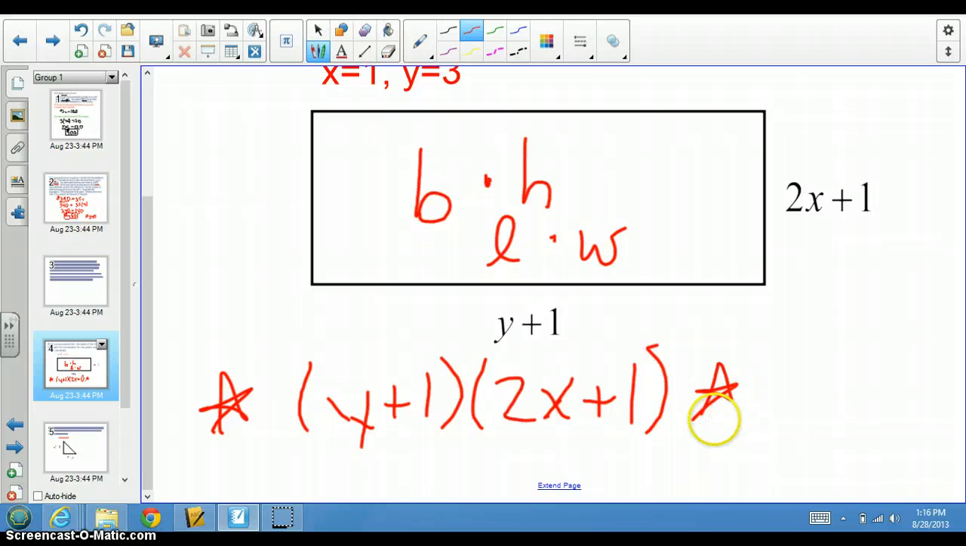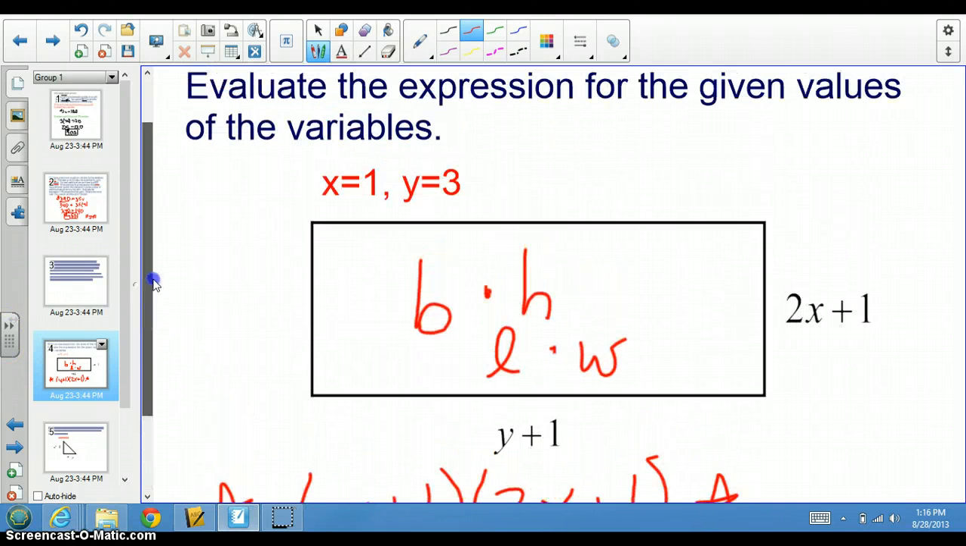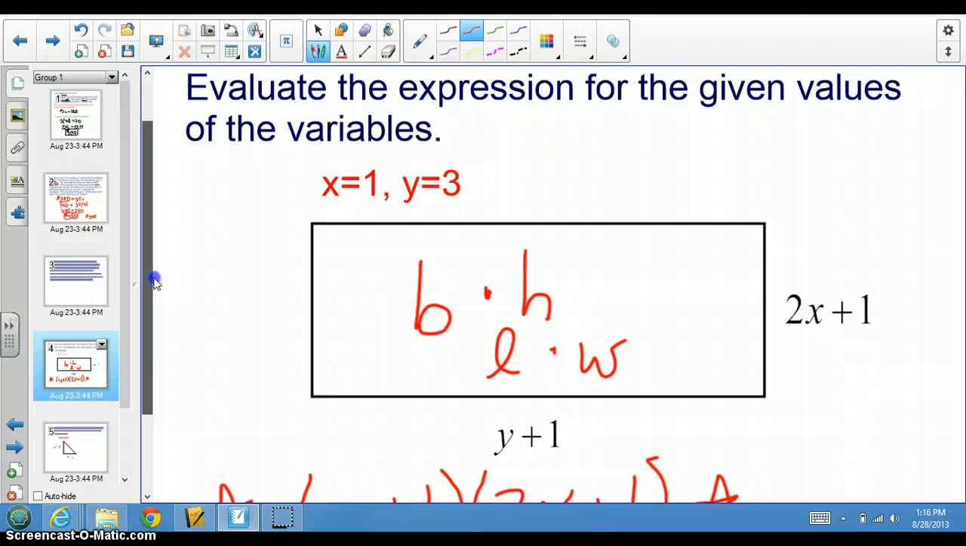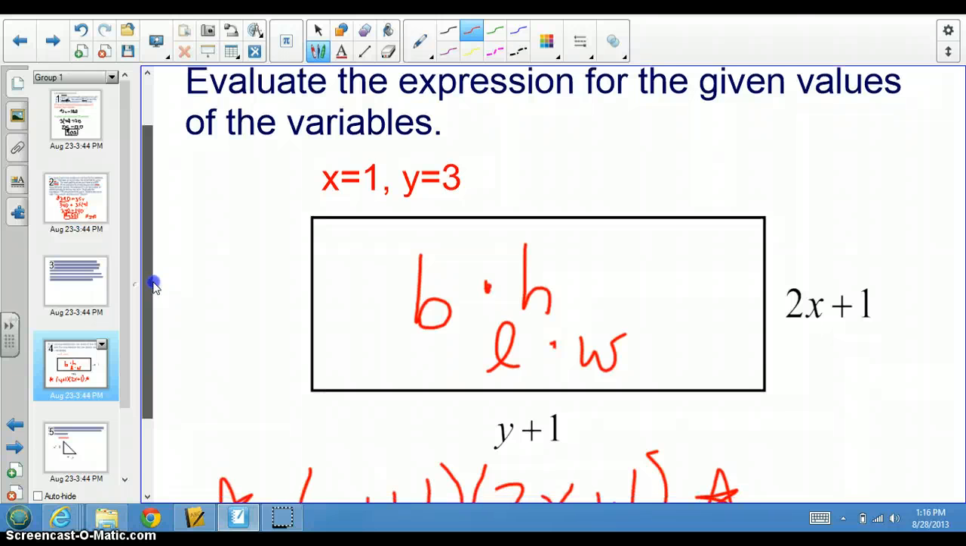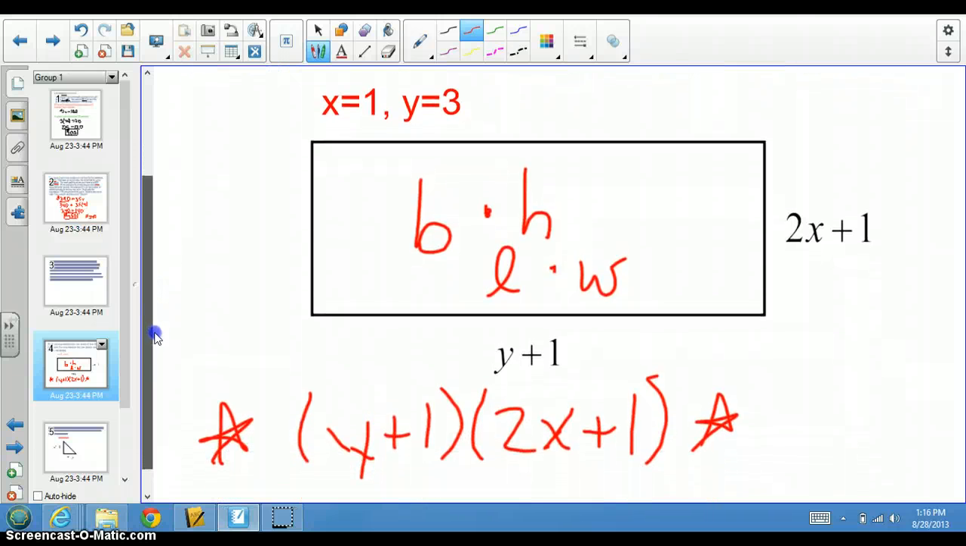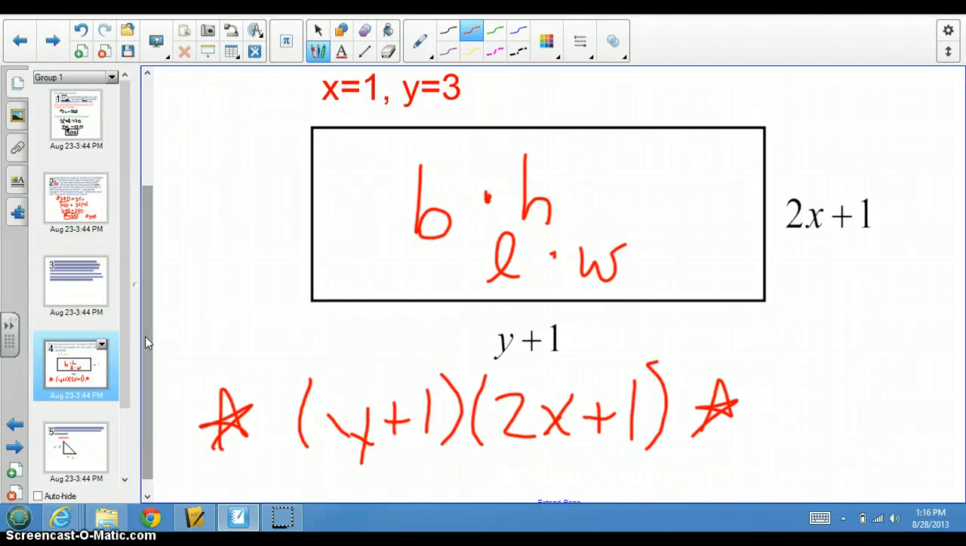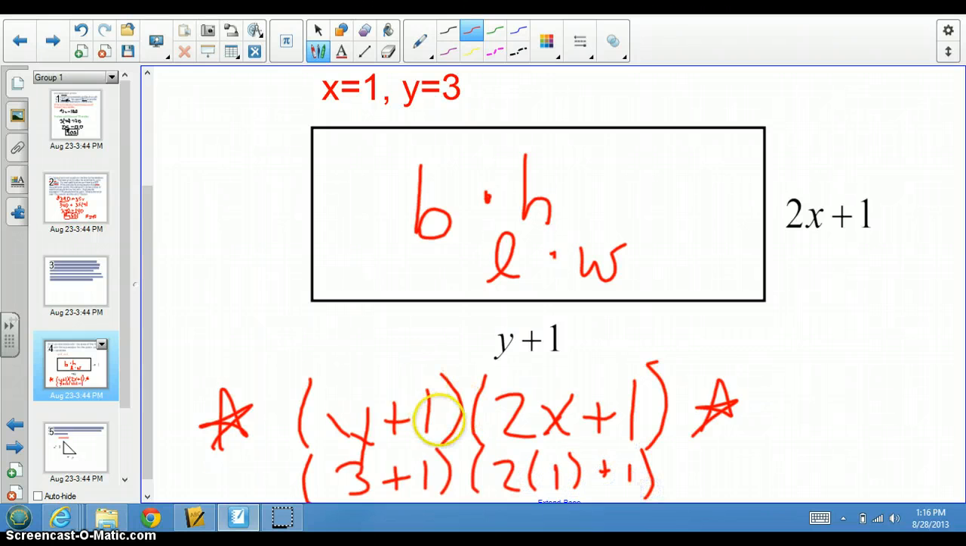I wrote an expression, no equal signs, and my expression has variables in it. The second part says evaluate the expression for the given values, so x equals 1 and y equals 3. So let's plug those in. So 3 plus 1, times 2, parenthesis, x is 1, plus 1. If you notice, whatever number I plug in, I'm putting a parenthesis around it.